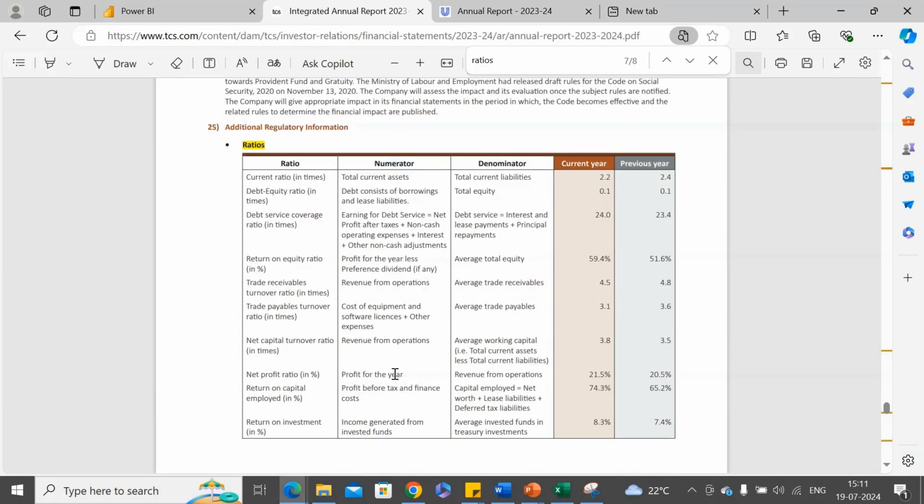The same screen is appearing for you. You will be able to see the current ratio in times, which is current assets by current liabilities: 2.2 for the current year and 2.4 for the previous year. Similarly, the debt equity ratio in times is measured, and the net profit ratio in percentage, which is profit by revenue, is 21.5% and 20.5%. So you are able to see the annual report for TCS and also for HUL, right?